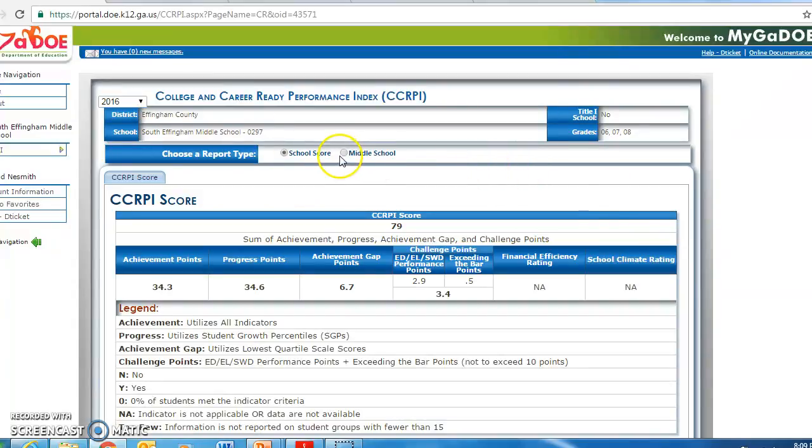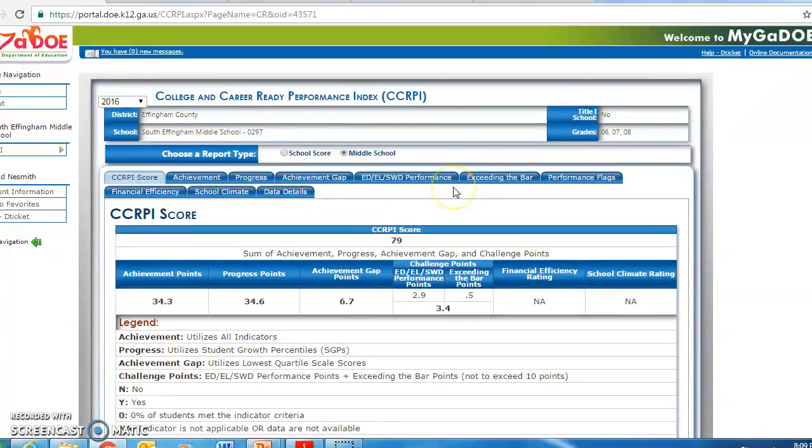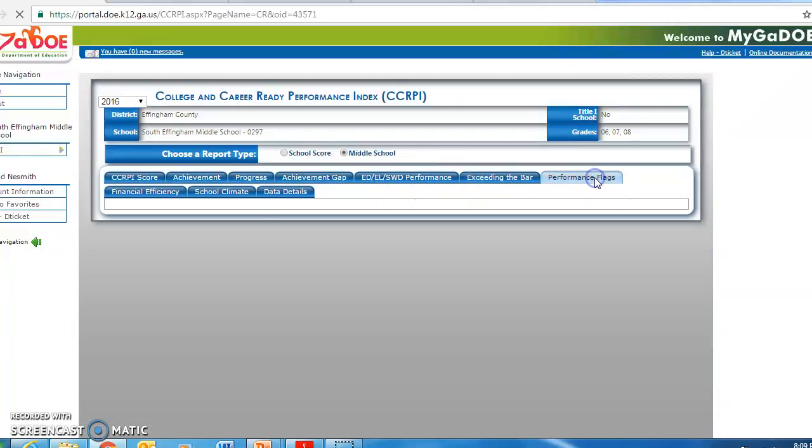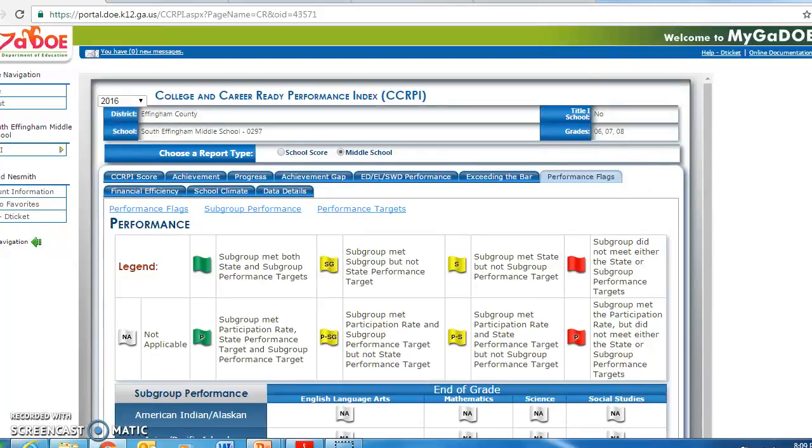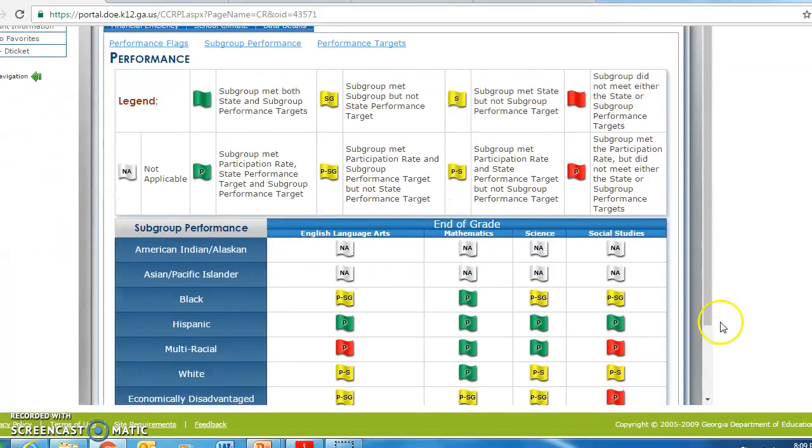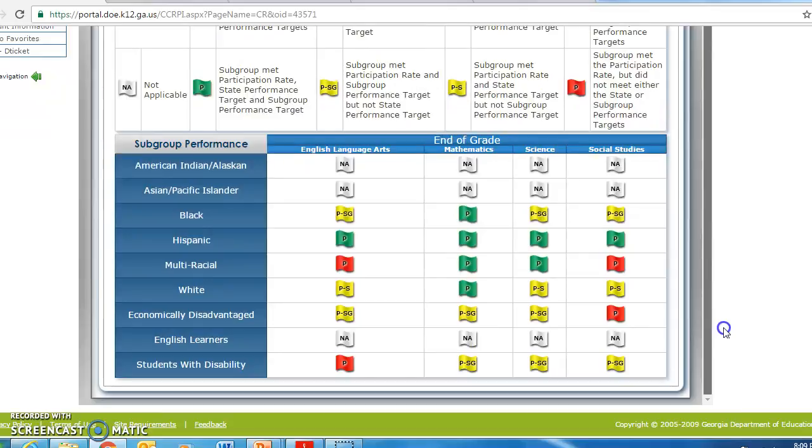So let me show you the areas and the flags that we did not meet this year. All right, here are our flags, and we have to go down and look at the 3 areas that we're specifically looking at: economically disadvantaged, English language learners, and students with disability. Remember, our English language learners are not applicable. They're not counting for us. We don't have enough students.